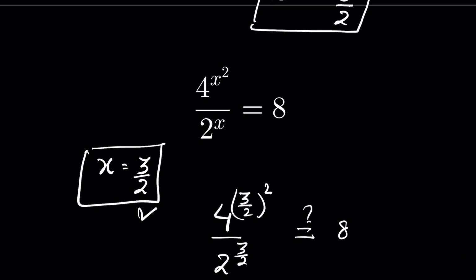So two values for x are minus 1 and 3 upon 2.